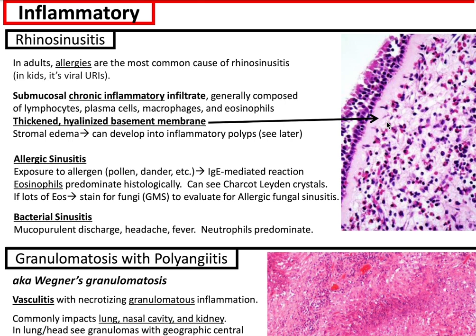Allergic sinusitis, this is due to exposure to allergens like pollen, dander, and this leads to an IgE-mediated reaction. Eosinophils predominate histologically. You can see Charcot-Leyden crystals, and if there are lots of eosinophils, you want to stain for fungus, like a GMS stain, to evaluate for allergic fungal sinusitis. Bacterial sinusitis, you'll have mucopurulent discharge, headache, fever, and neutrophils predominate.